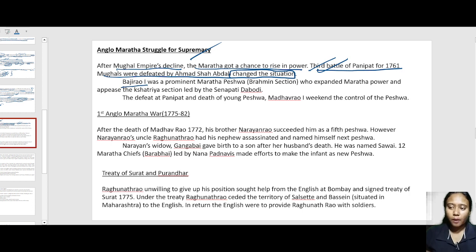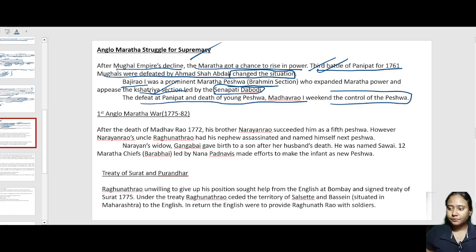Bajirao I was a prominent Maratha Peshwa, from the Brahmin section, who expanded Maratha power and appeased the Kshatriya section led by Senapati Dabhade. The defeat at Panipat and the death of the young Peshwa Madhavrao I weakened the control of the Peshwa. Okay, the First Anglo-Maratha War, 1775 to 82.